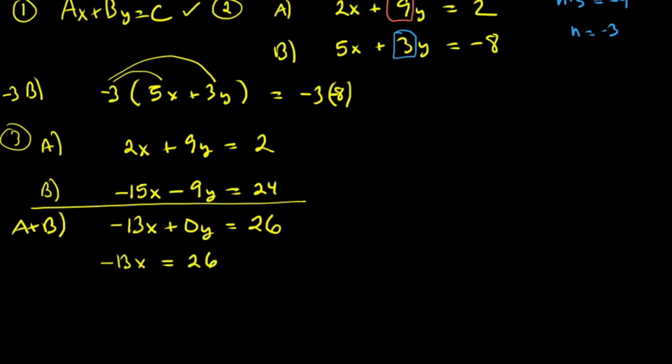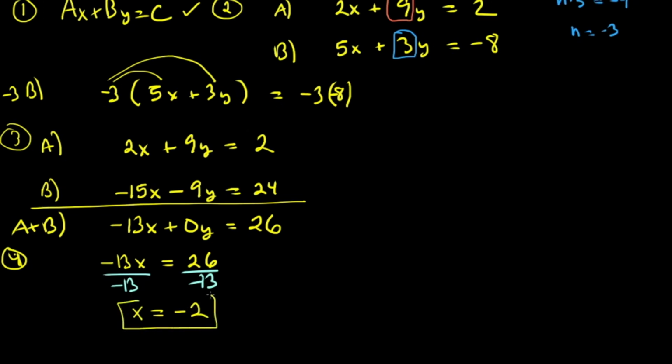Okay, so far? So our step 4 is just to divide both sides by negative 13. Solve for x, divide by negative 13. Negative 13 divided by negative 13 is just 1. 1 times x is just x. And then 26 divided by negative 13 is negative 2.